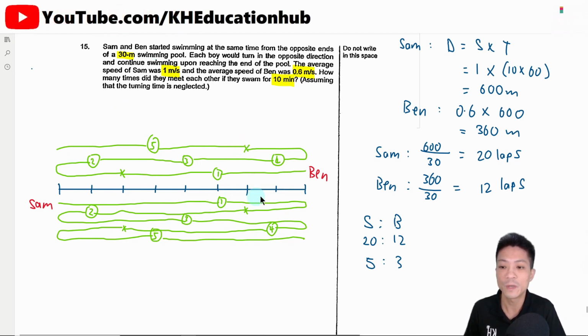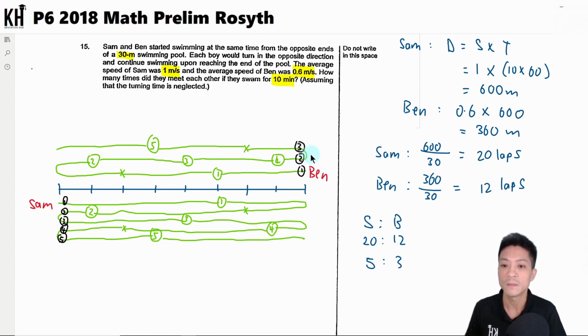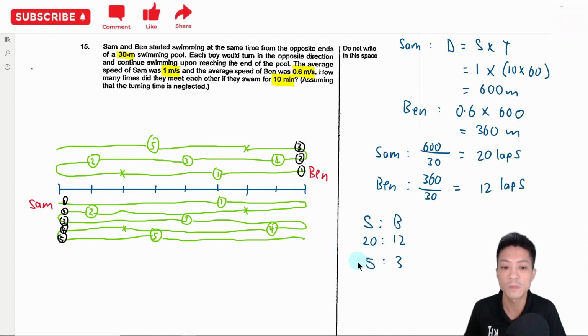Okay, so if we write down the laps, this will be lap number 1, this is 2, this is 3, this is 4, this is the 5th lap. Okay, for Ben, this will be the 1st lap, 2nd lap, and this will be the 3rd lap. So they will meet 5 times every time Sam swims 5 laps and Ben swims 3 laps.